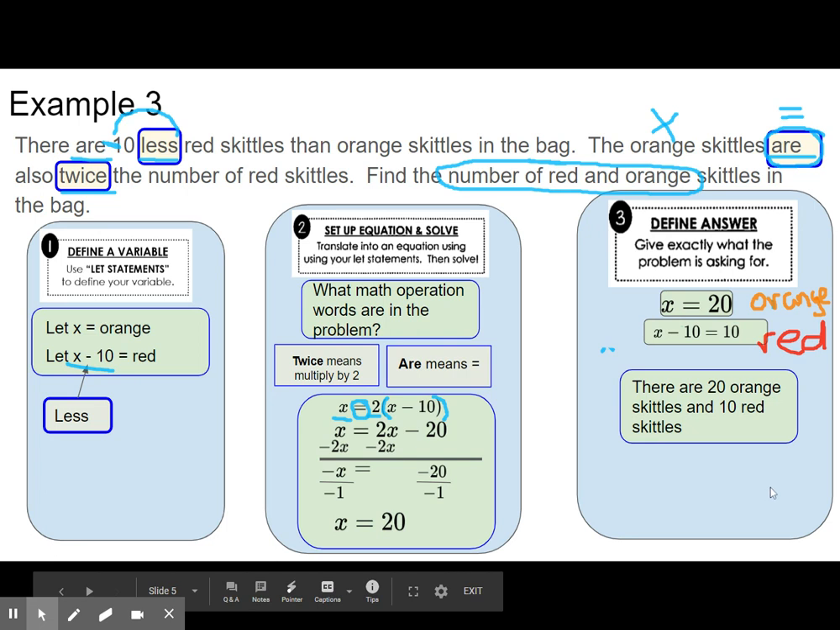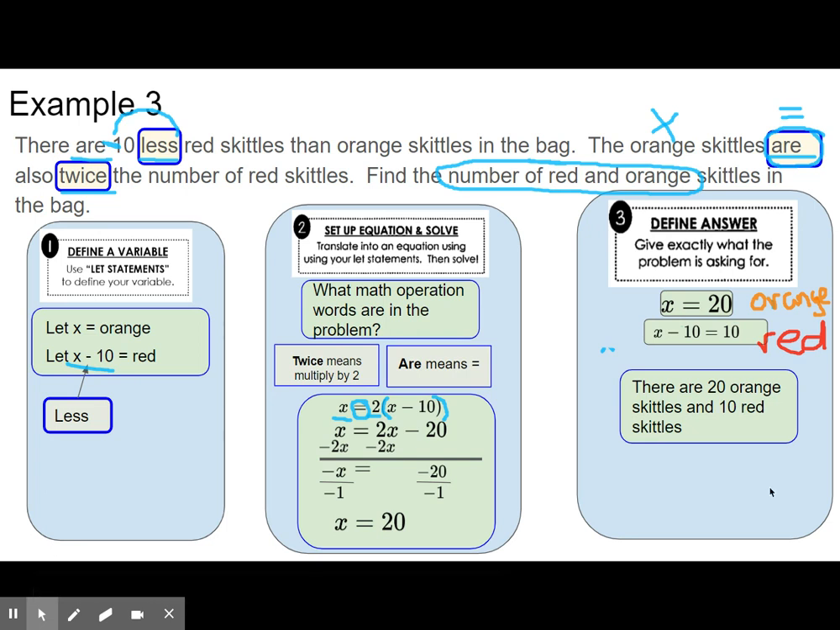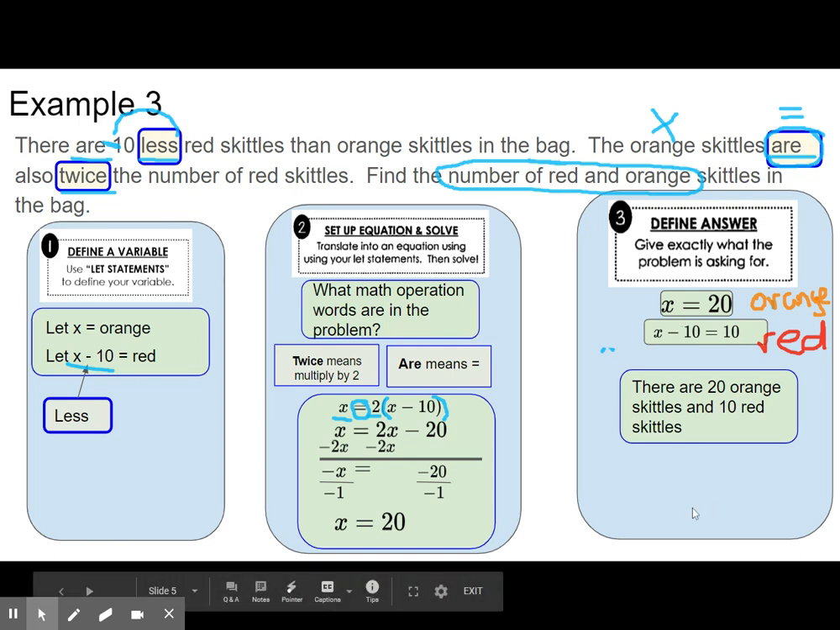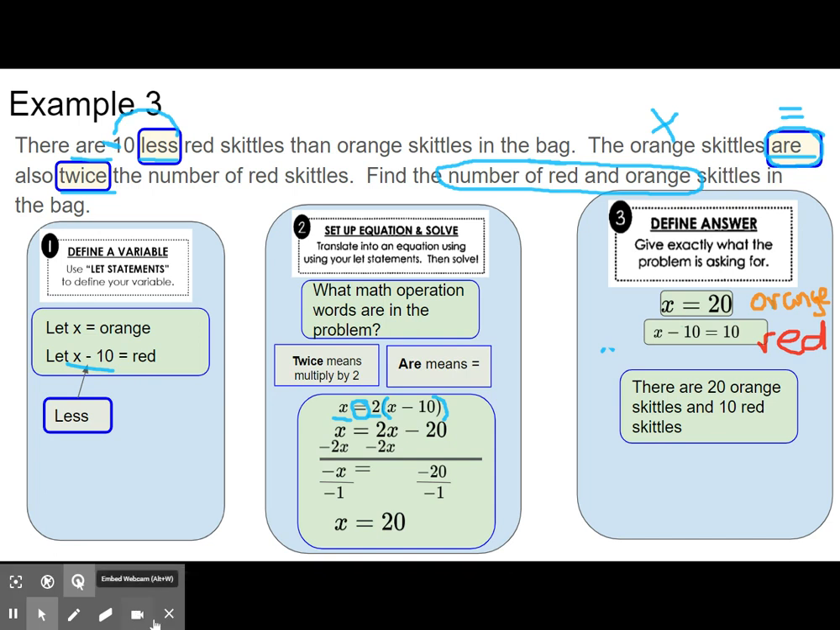So I guess what I want you to take away from this video is if you break word problems down, underline all your math words. You did this in middle school. You're doing it again now. You're going to do it next year in geometry. And define your variables, set up your equation, go back and read and give exactly what the question was asking for, and you should be good to go. Have a great day. Bye.